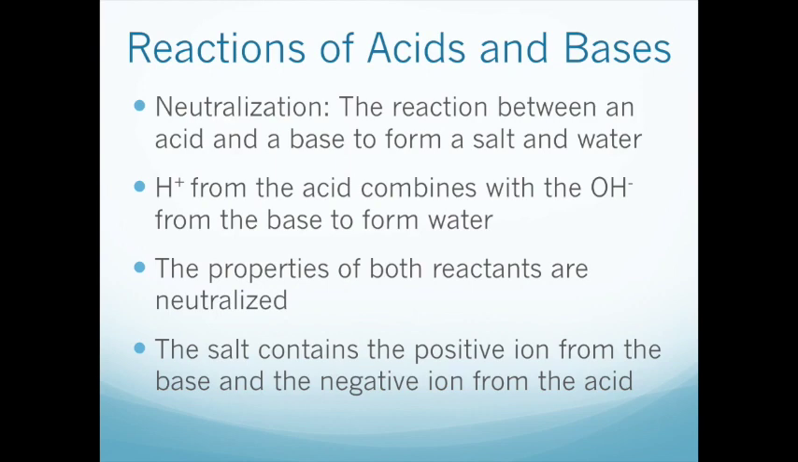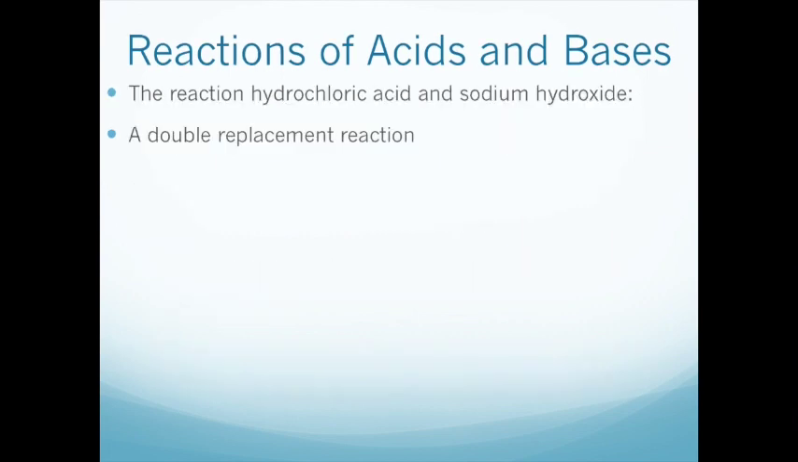So naturally, once we've established the nature of acids and bases, we can start talking about the reactions between them. The first and simplest of which is neutralization, where you have an acid and a base which react to one another to form salt and water. In this case, the H plus from the acid combines with the OH minus from the base to form water, and the properties of both reactants are neutralized. This salt will contain the positive ion from the base and the negative ion from the acid.